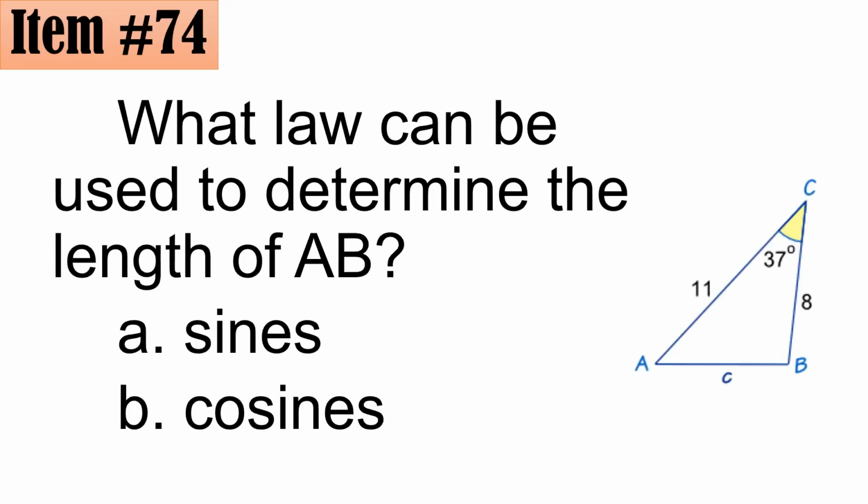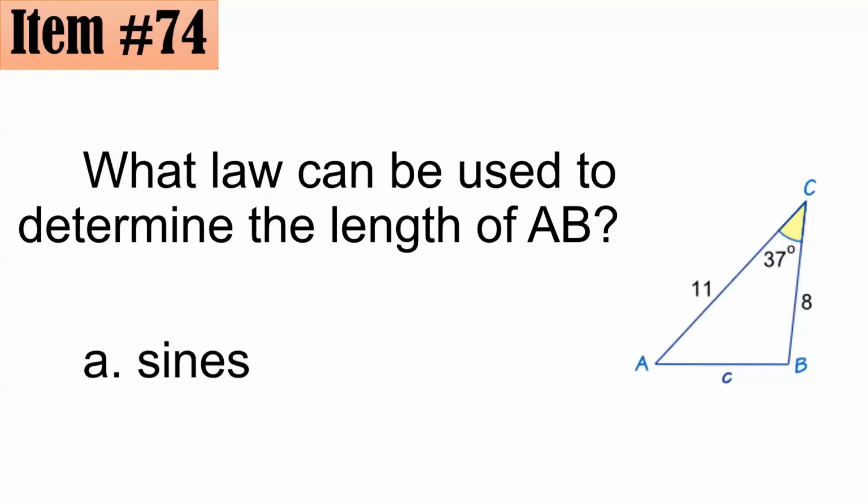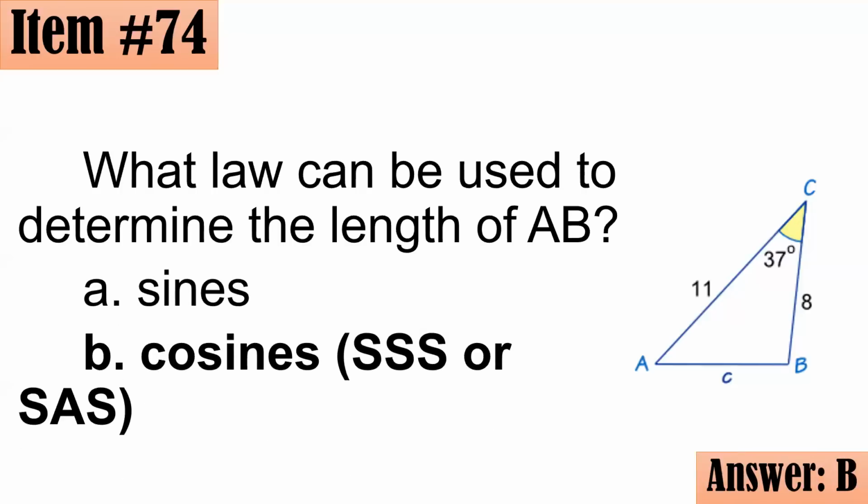74. What law can be used to determine the length of AB? Is it A, the law of sines, or B, the law of cosines? Tignan niyo po, oh. AC is 11, angle C is 37 degrees, ang side CB is 8. We're looking for the length of AB, which is represented by small letter c. B daw, law of cosines. And if you answered law of cosines, again po, nakaka-proud.